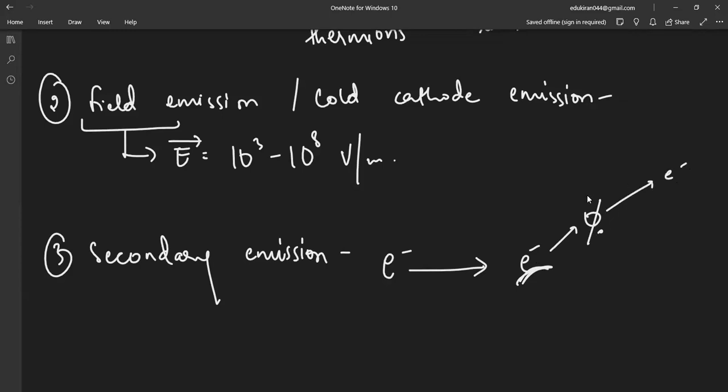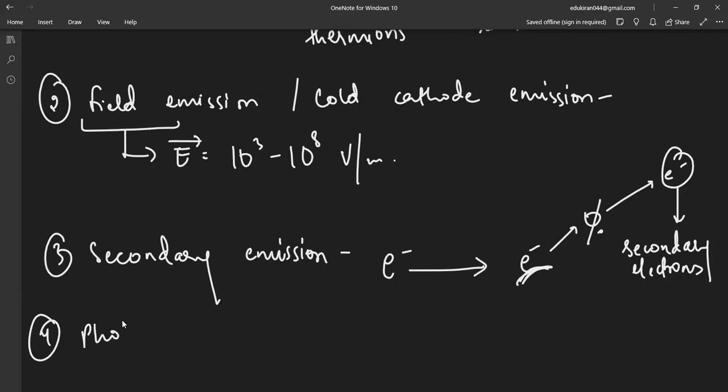The electrons which are emitted, we call them the secondary electrons. These are called the secondary electrons. And this method of removal of the electrons is called the secondary emission.